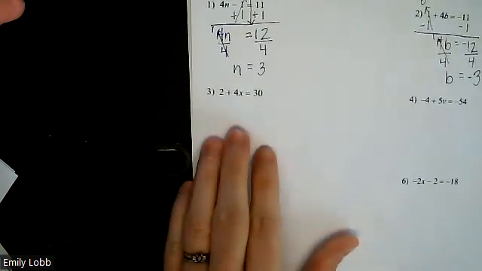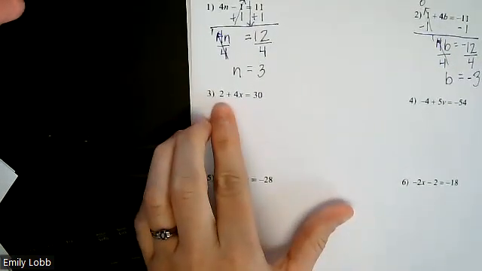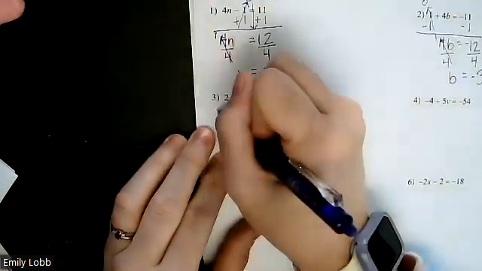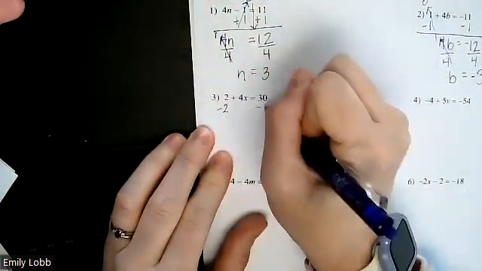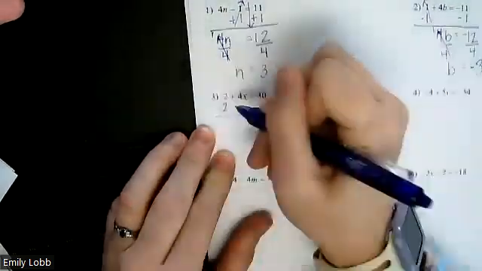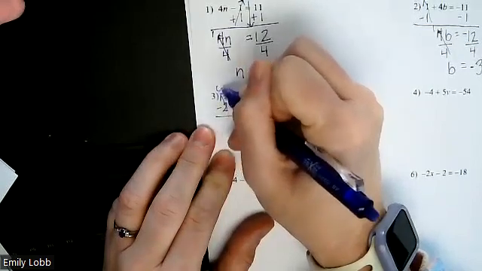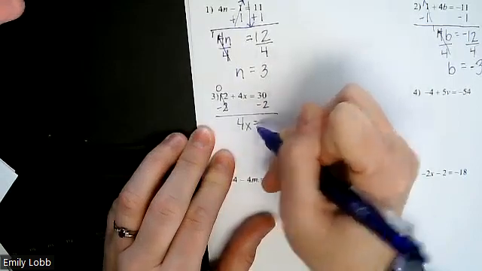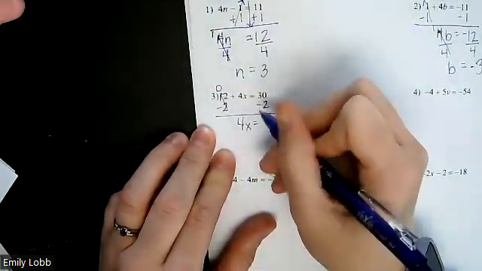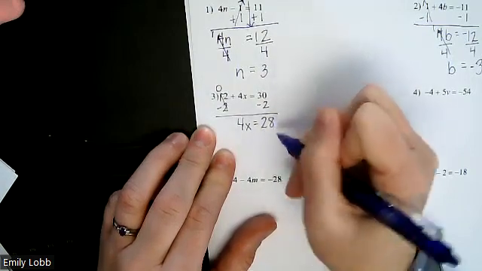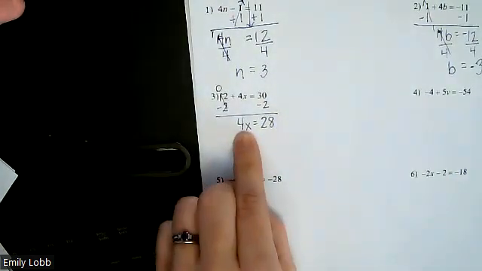All right. So first we have to get rid of our constant. How do I get rid of this 2? I've got to subtract 2 from both sides. So 2 minus 2 is 0. That goes hasta la bye-bye. So I'm bringing down my 4x. 30 minus 2 is 28. Now I have to get rid of my coefficient.